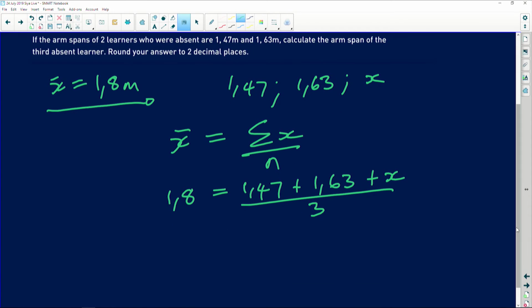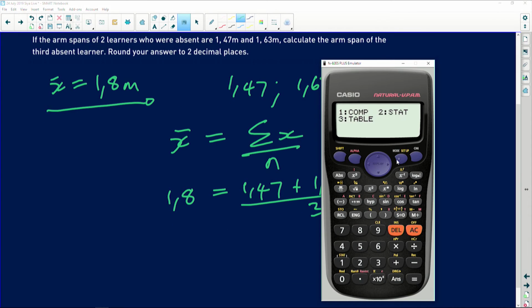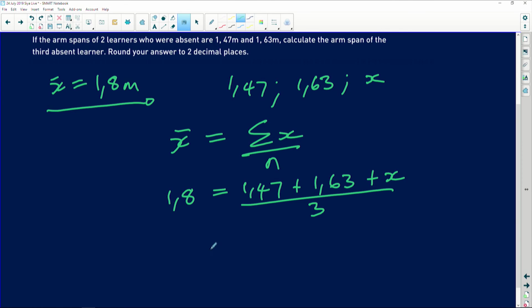To quickly solve this, your basic algebra comes into the picture here. Let's start with 1.8 multiplied by 3. You first cross multiply, right? And then you subtract the two values, 1.47 plus 1.63, and this will then be equal to 2.3. So it means that my X is then equal to 2.3 meters. So that is the third person that was there.